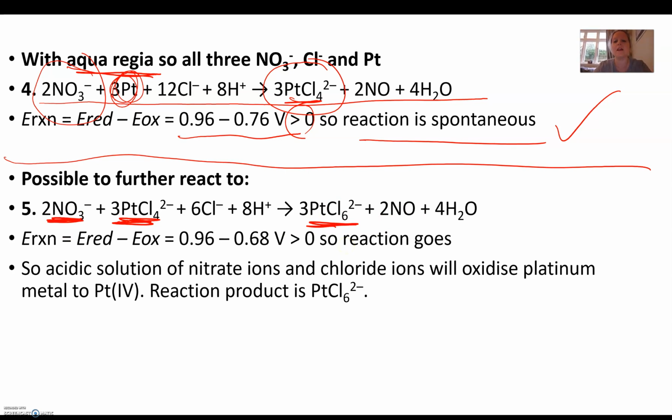So if any other one of these will produce a positive cell potential. And actually it turns out if you react these two together, you will get a cell potential greater than 0, and therefore it is spontaneous. So if you have nitrate ions and chloride ions, they'll actually be able to oxidize this to this. So hopefully that has made sense. That's just a final reaction showing there's one more possibility that will be spontaneous. And if it's spontaneous, it will actually happen. So because we've got nitrate and chloride ions producing this, that means that this will actually further react to this. It probably is actually quite important.